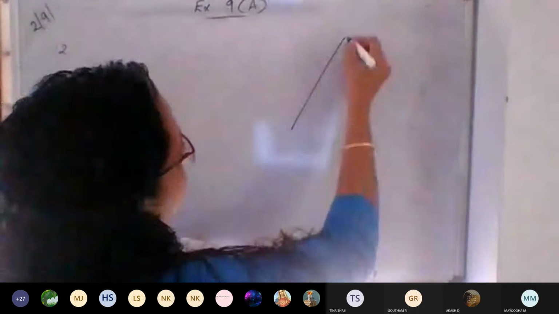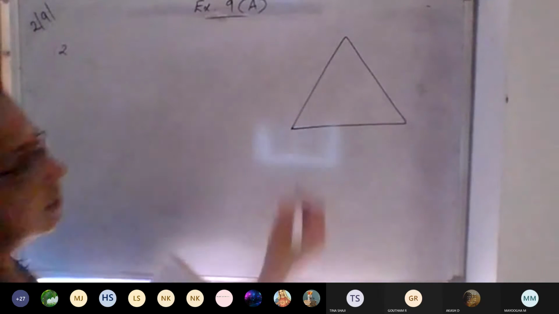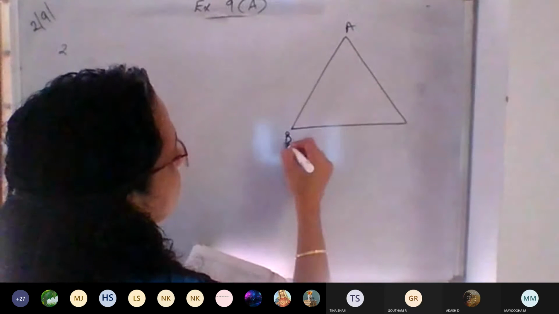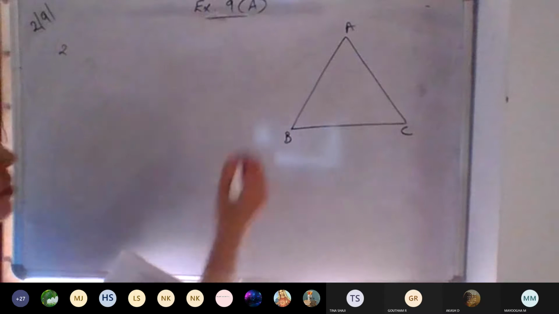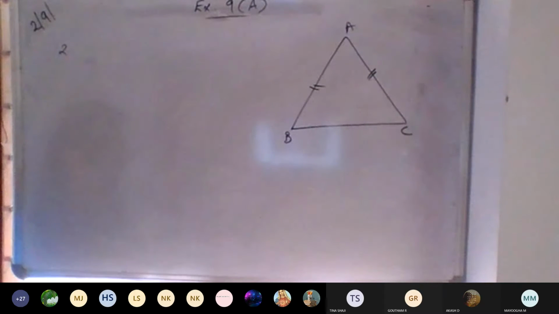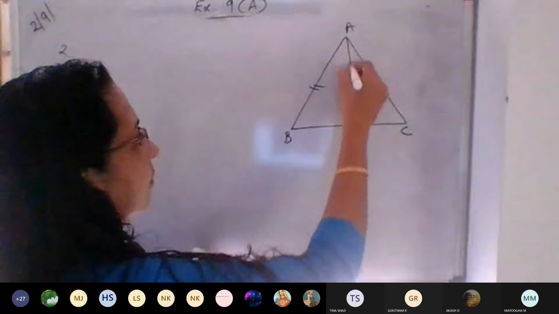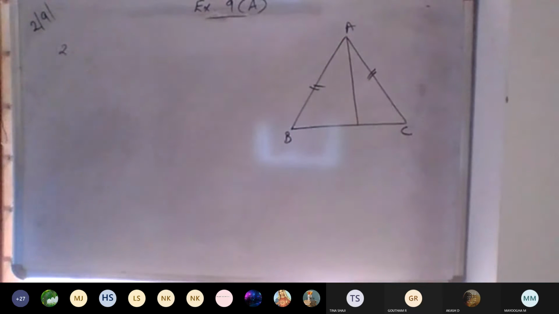12th question. In triangle ABC, AB is equal to AC. That means it is an isosceles triangle. Show that AD is the median also. AD is the median also. So how can we do it?